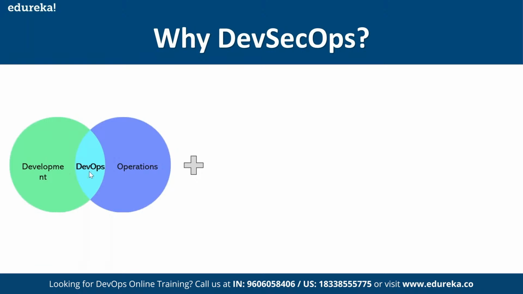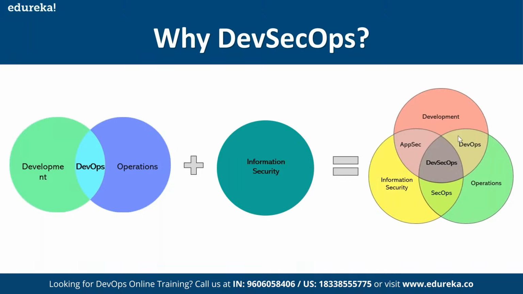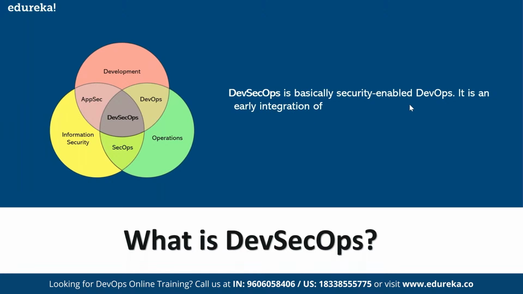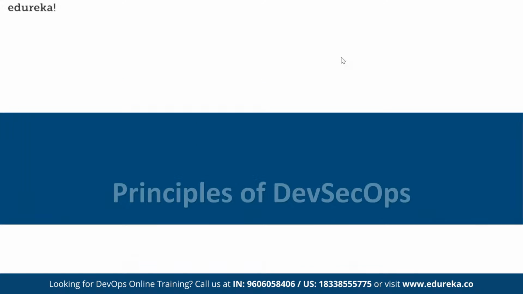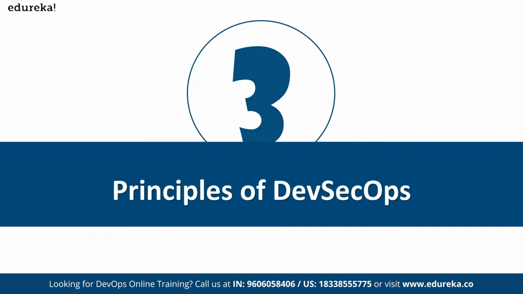So development, DevOps, operation. DevOps plus information security getting into it has become DevSecOps. We have just discussed all these points. When security is getting added, it has become DevSecOps. Now, what is DevSecOps? DevSecOps is basically security enabled in DevOps. It's an early integration of secure culture, tools, and practices. So it's nothing, guys: when you are adding security into DevOps, it's DevSecOps.